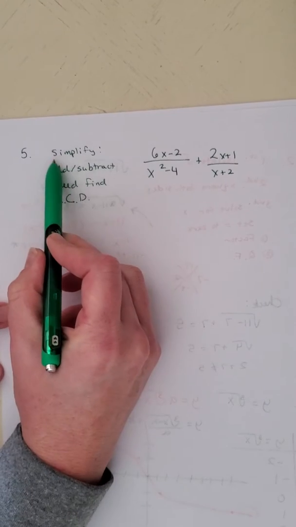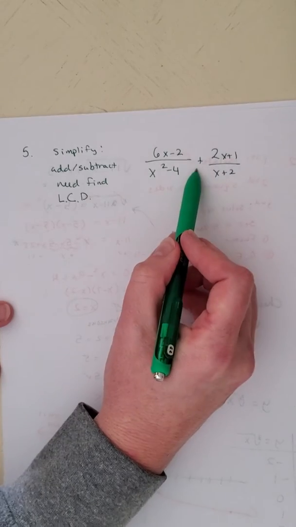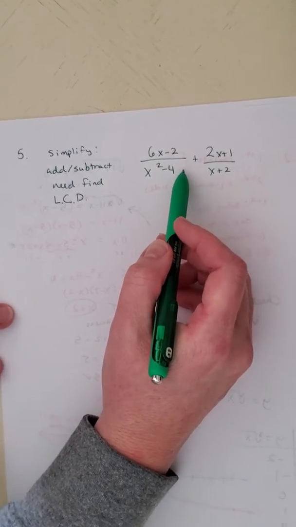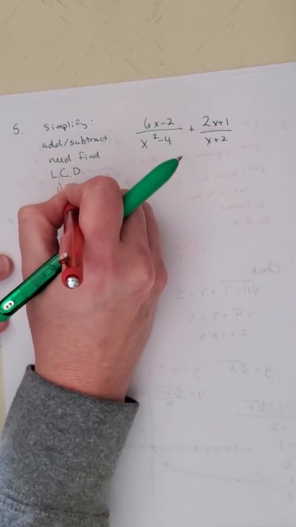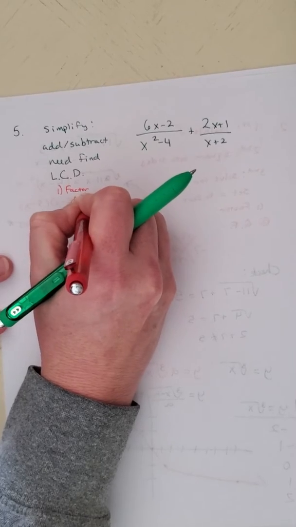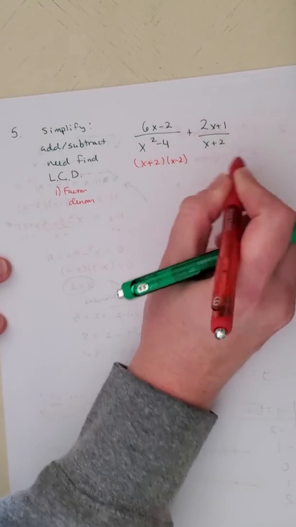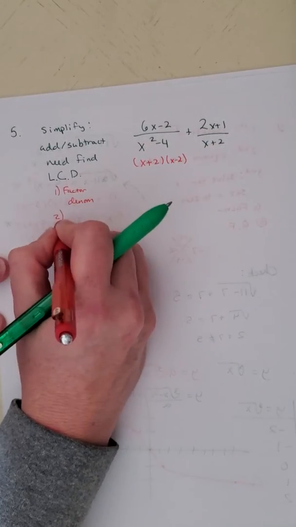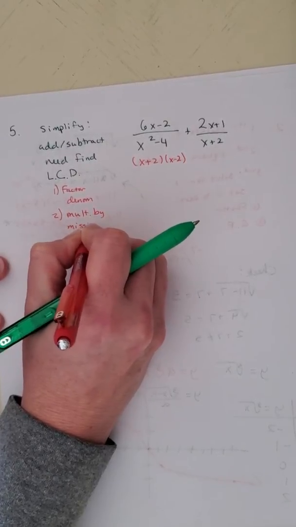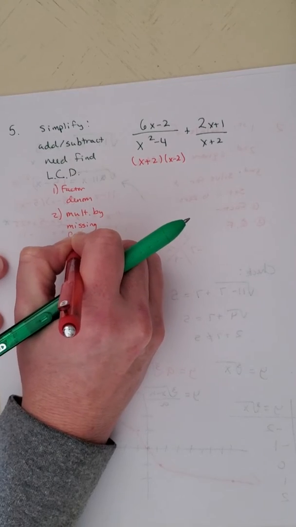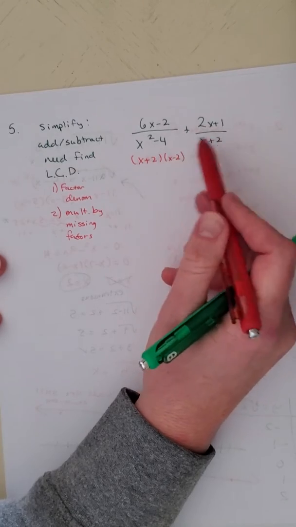So remember, I started off by saying simplifying, it depends, add or subtract, we're going to need to find the LCD. If we were multiplying or dividing, we would not need to get an LCD, but we are adding or subtracting. So to find the LCD, we're going to factor the denominators. That gives me x plus 2, x minus 2. This one does not factor, it's already linear. And then multiply by missing factors. And then remember, if a factor repeats, then you don't multiply by that again.